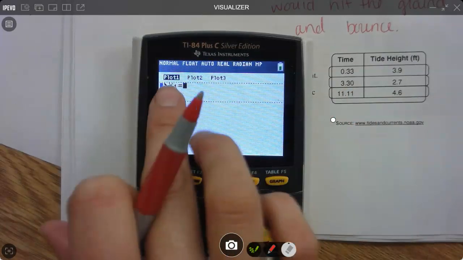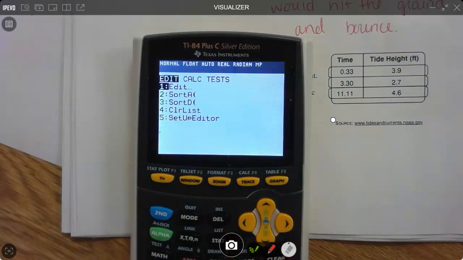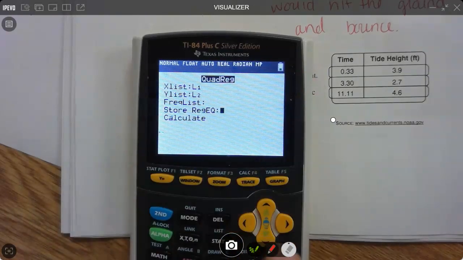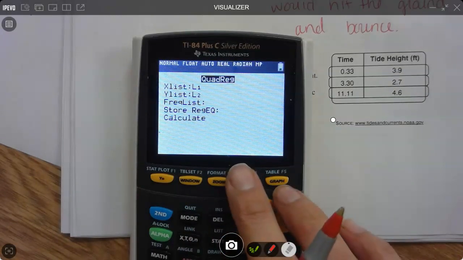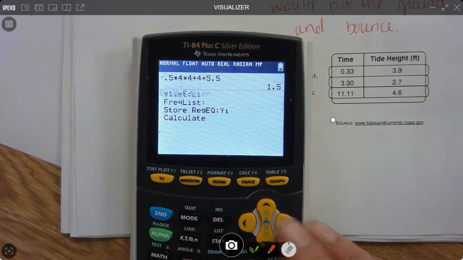And again, if you want to store that equation in y1, first you need to make sure that your y1 is cleared. And second, you need to make sure that when you go to this, we hit alpha and trace and enter y1.